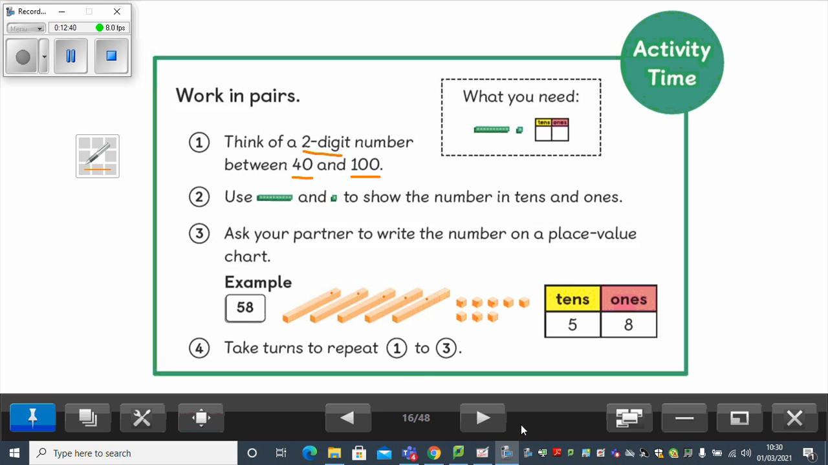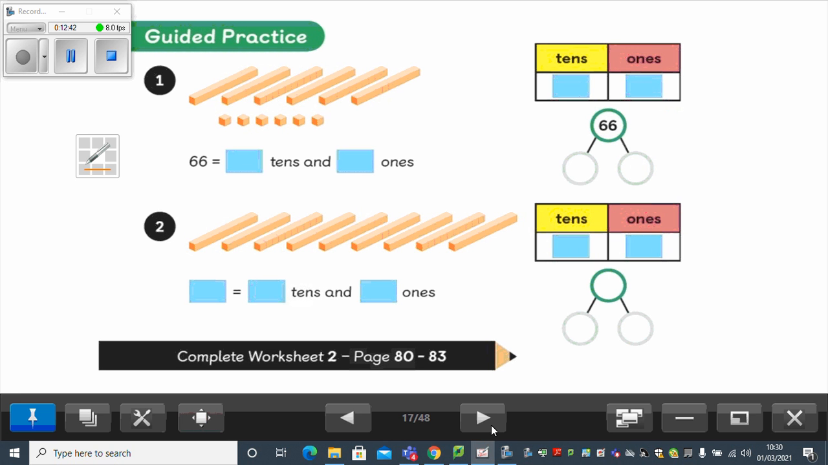Okay, now we've had a go at that, let's look at our guided practice for today. So we've been given 2 images using our base 10. We also have a place value chart and a whole part-to-part model to complete. So for the first one, we've been given our whole number already. So we know that this number is 66. What you've got to work out is how many tens and how many ones are in the number 66.